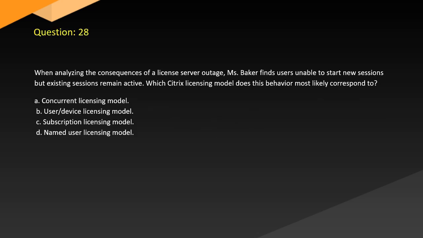Question 28. When analyzing the consequences of a license server outage, Baker finds users unable to start new sessions but existing sessions remain active. Which Citrix licensing model does this behavior most likely correspond to? A. Concurrent licensing model. B. User device licensing model. C. Subscription licensing model. D. Named user licensing model.